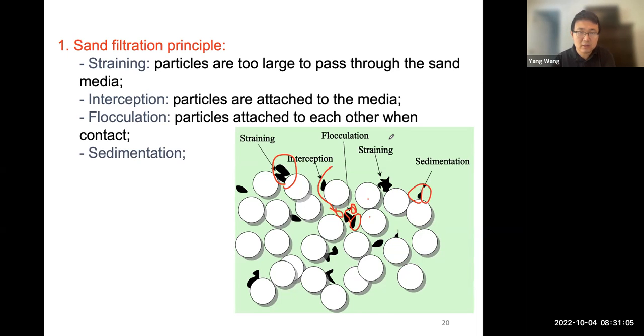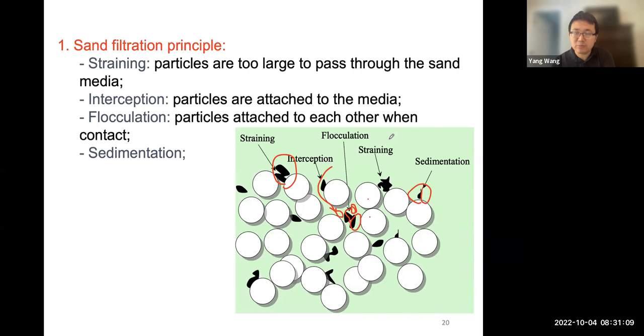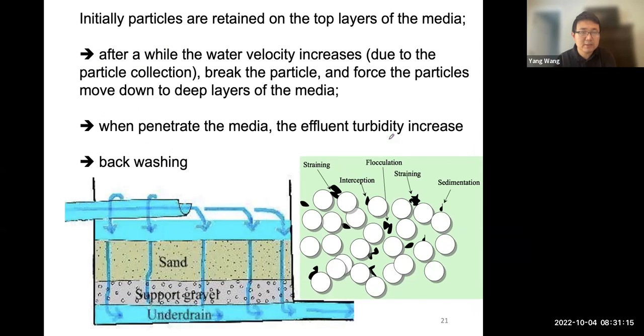But overall, to calculate the removal of the particles based on sand filtration, we're still going to use some simple equations. If you think about the process of the particles getting removed or filtered by the sand filters, you can see that initially the particles are getting retained on the top layer of the media, right? Because they're getting in contact with the top layer of the sand.